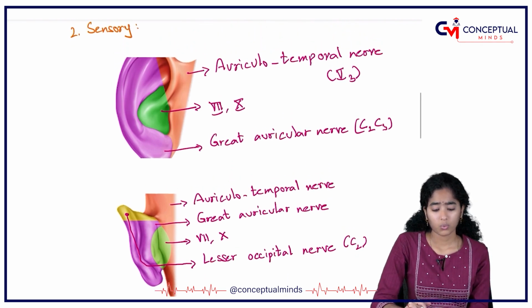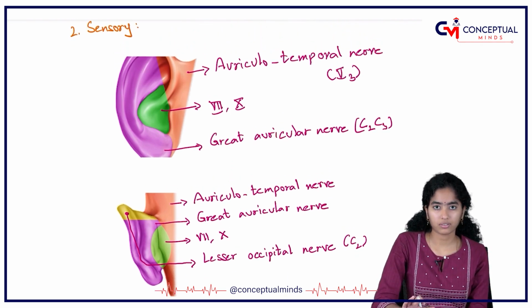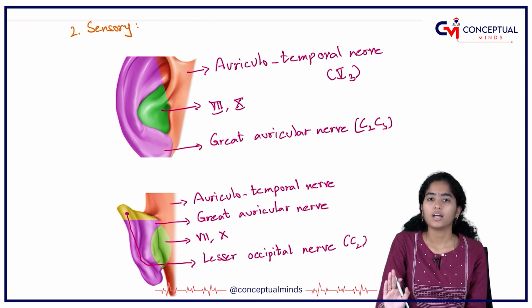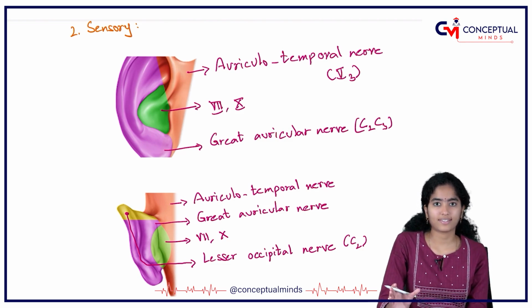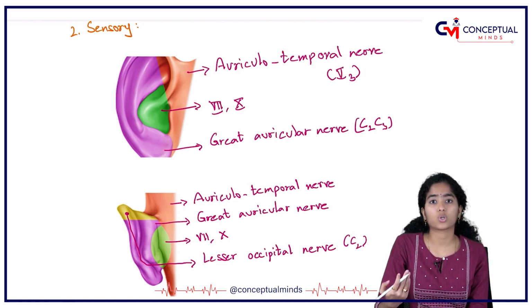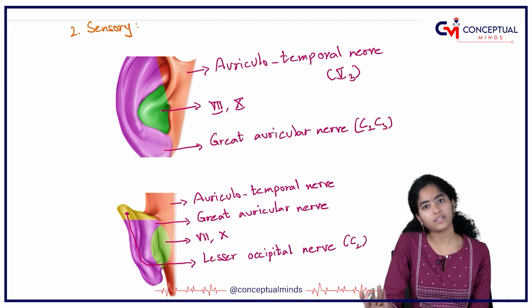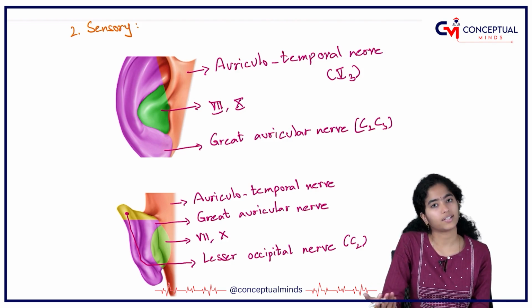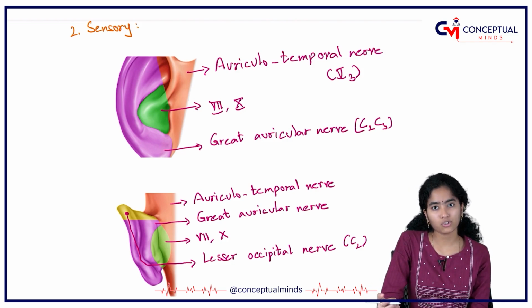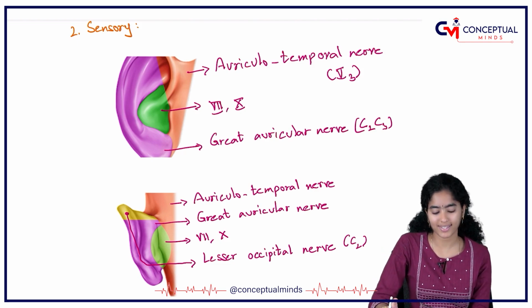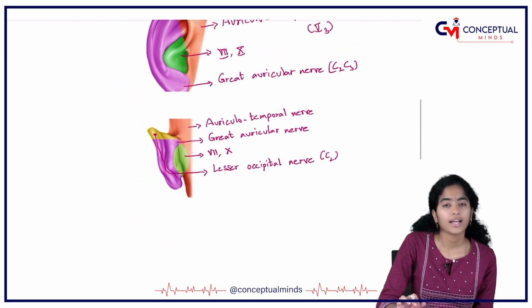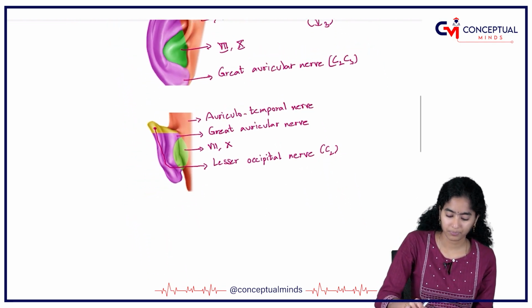I hope with this explanation you can remember and memorize the nerve supply of various parts. Greatest part by great auricular nerve. The part that is leading into the external auditory canal by cranial nerves. And just a small part that is closest to the face region by the nerve that supplies the rest of the face, that is trigeminal nerve, its branch auriculotemporal nerve, and corresponding parts on the medial surface. This is about the nerve supply.